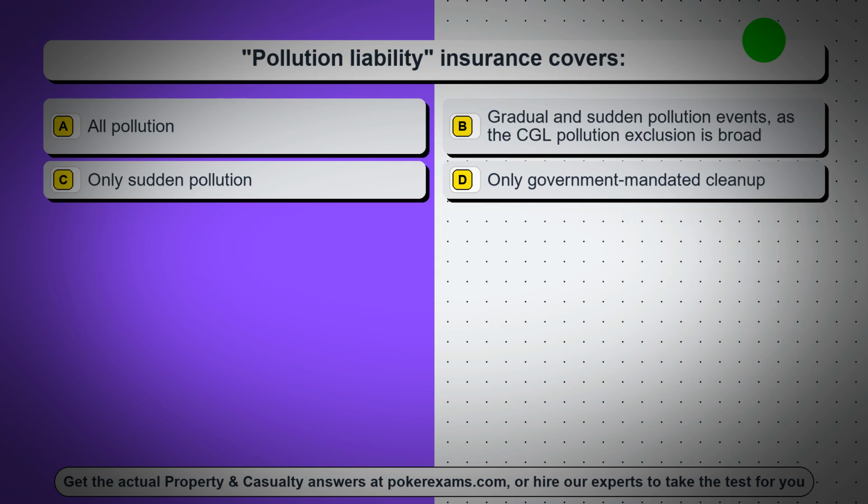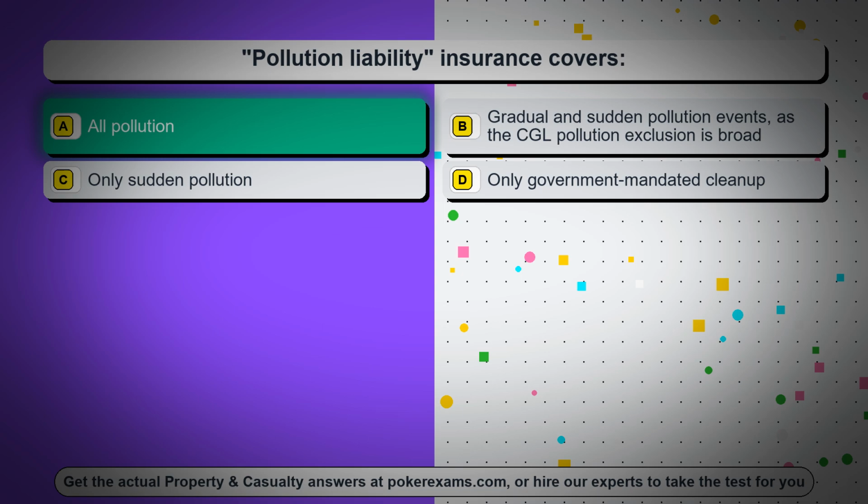Question 81. Pollution liability insurance covers, option A, all pollution. Option B, gradual and sudden pollution events, as the CGL pollution exclusion is broad. Option C, only sudden pollution. Option D, only government-mandated cleanup. The correct answer is option A, all pollution.